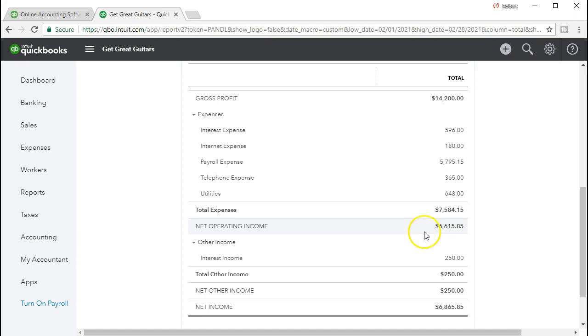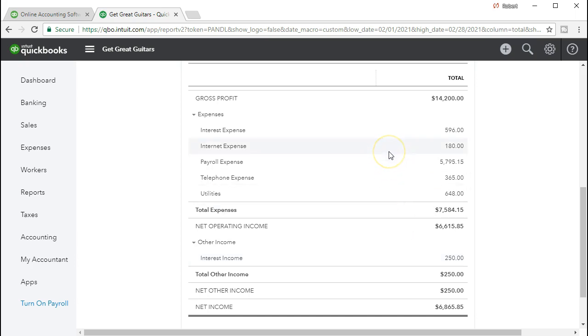And then we have our other type of things. These are things that are not normal to the business. So that's still income, but it's not up there with the other income. Because typically we think of interest income as something that we're not in business to do. We just happen to earn some interest income and it shouldn't be up with the other income.